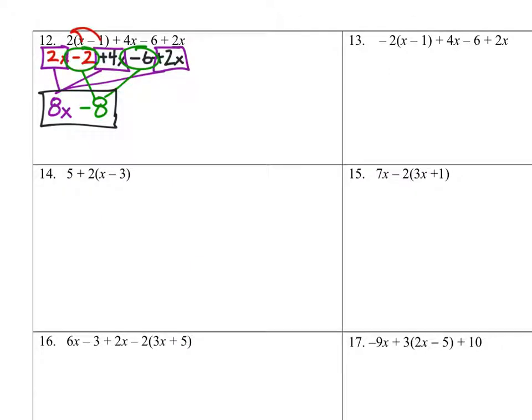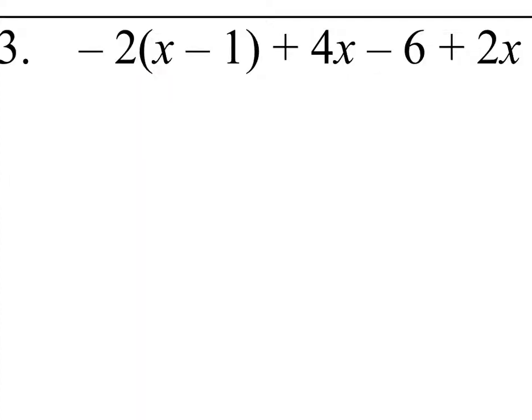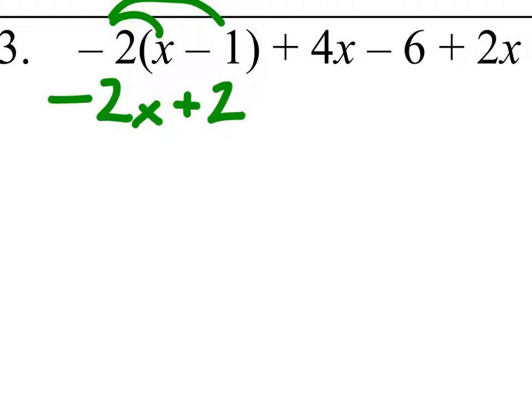Now notice 12 and 13 are very much like 10 and 11, very similar, but with one minor but very large difference. 13 has a negative 2 in front of the parentheses, so you'll have to be distributing that as a negative 2. Try it out. So on these, once again, let us distribute this negative 2 into the parentheses. So negative 2 times x would be a negative 2x. And then negative 2 times negative 1 would be a positive 2.